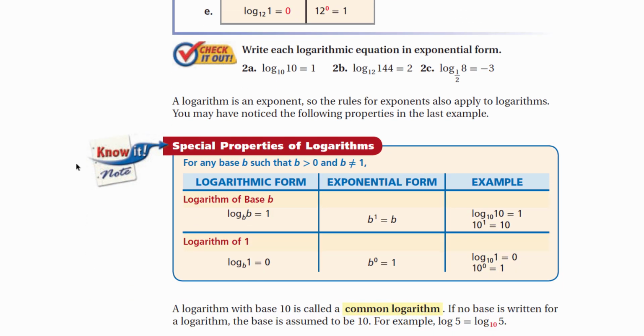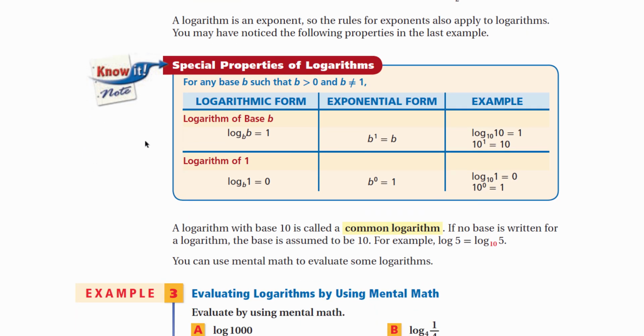A logarithm is an exponent. I'm going to say that again. A logarithm is an exponent. So the rules for exponents also apply to logarithms. You may have noticed the following properties in the last example. And these are properties that we need to memorize and learn because they're going to save us so much time if we do learn them.